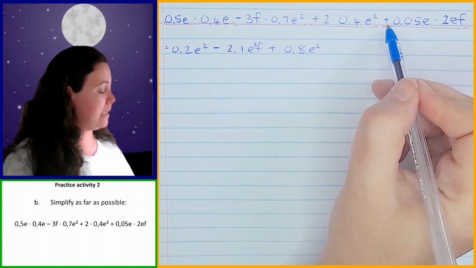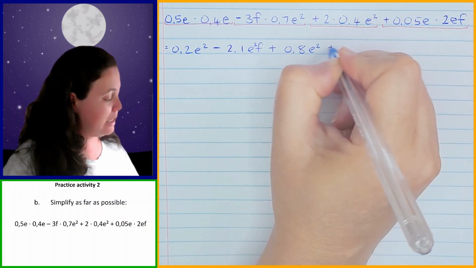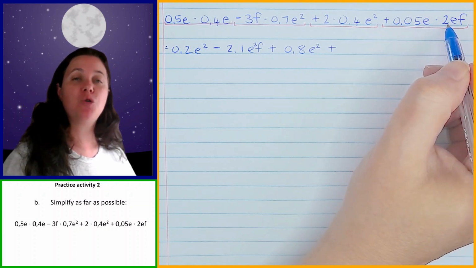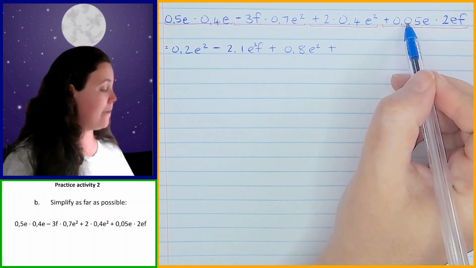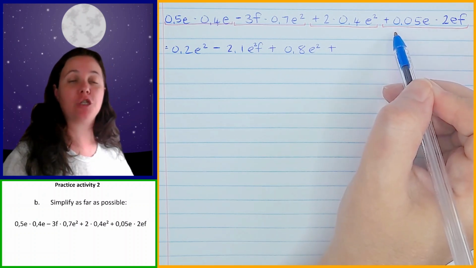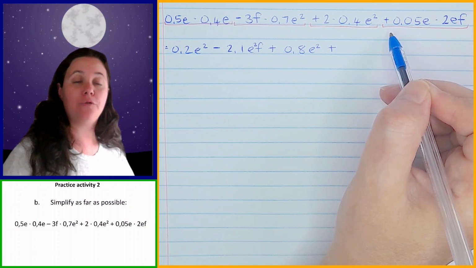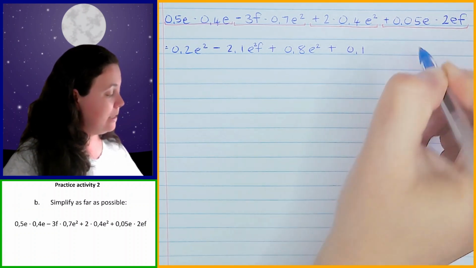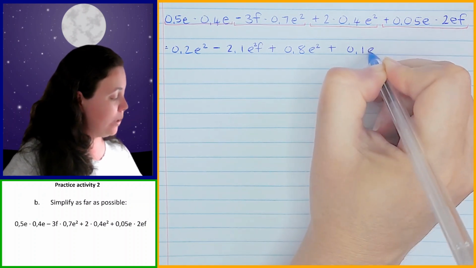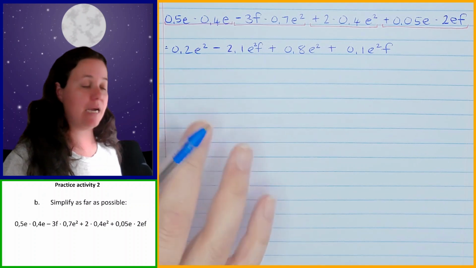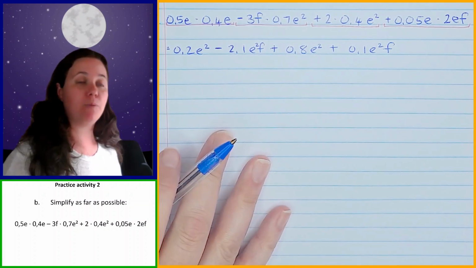And then over here I've got, again, a positive times a positive is plus 0.05 times 2. 5 times 2 is 10, and I've got 2 decimal places here, none over there, so I need to have 2 decimal places. So it's 0.10 for the 10, but I don't need to write that 0, so 0.1, and then e times e is e squared, and then I've got f. Okay, so that's what you should have got for your second line of work, where you've done all the multiplication.